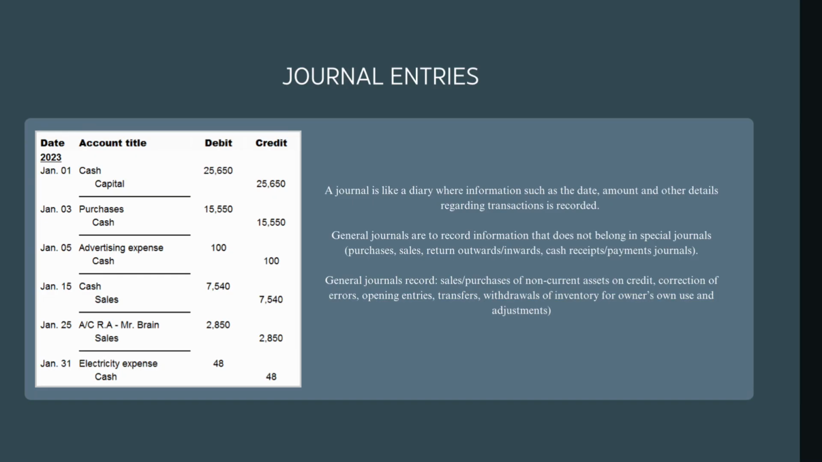On the 9th of March, DEF Enterprise paid for advertising through check. It cost 500 ringgit, which means that on the debit side, they receive advertising worth 500, while their cash in bank decreased, leading to their credit side being 500.